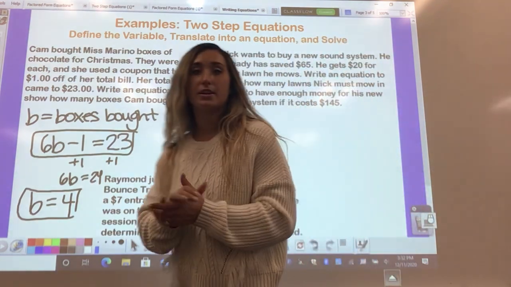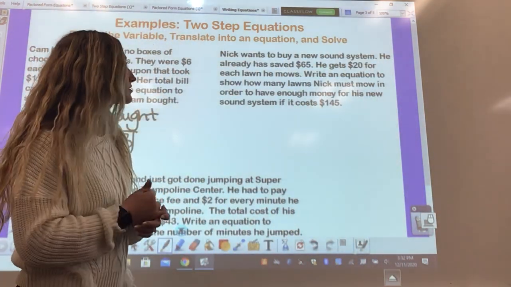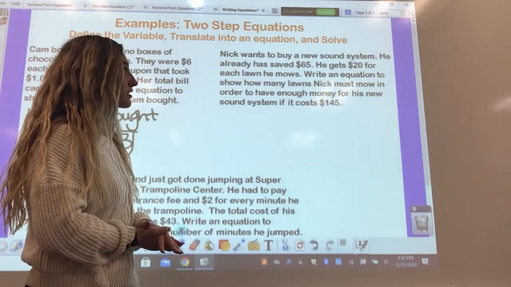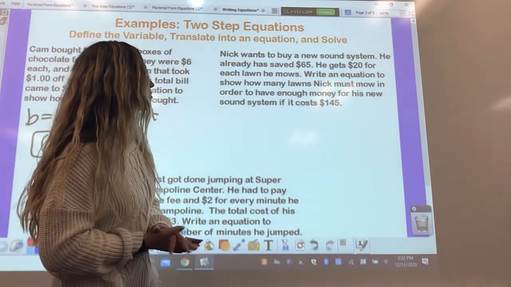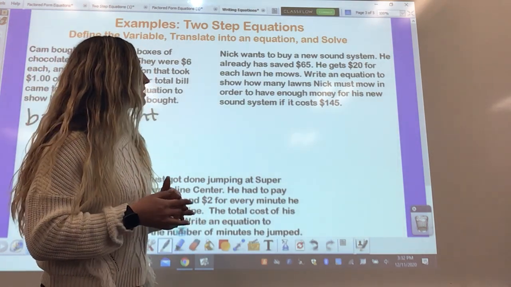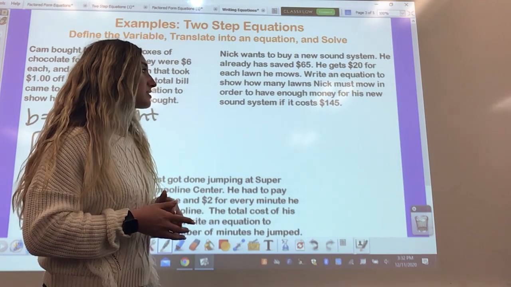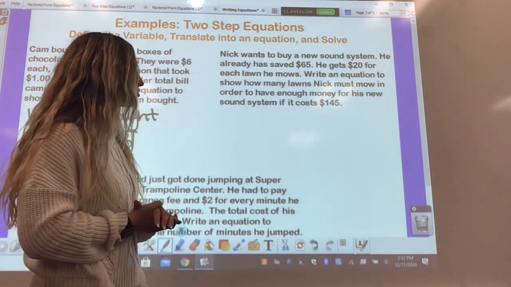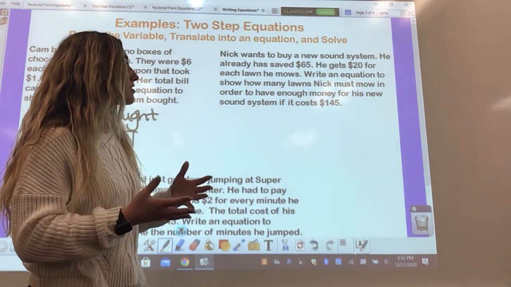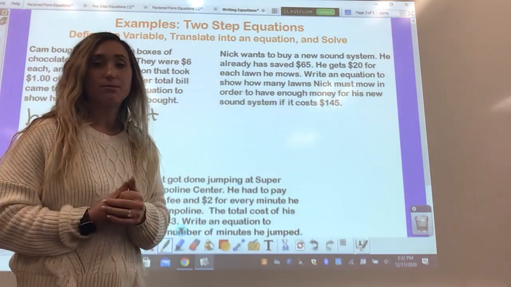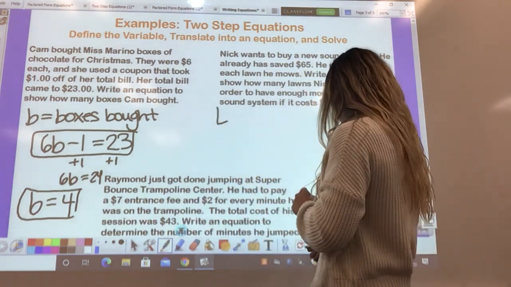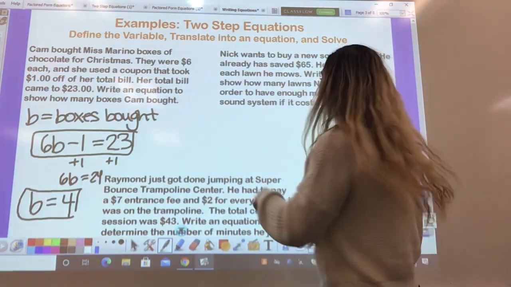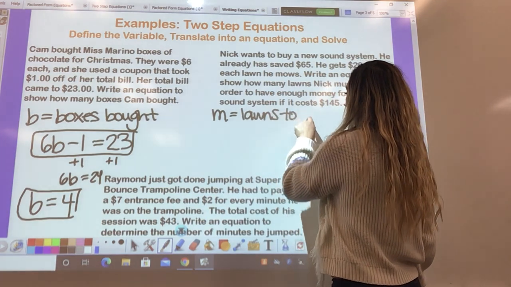All right, going over here, Nick wants to buy a new sound system. He already has $65, and he gets an additional $20 for each lawn that he mows. So we want to write an equation to show how many lawns he needs to mow in order to have enough money for a new sound system at $145. Okay, so the unknown is how many lawns Nick needs to mow. I don't like using the variable L because it kind of looks like a 1. So I'll use M for lawns to mow.